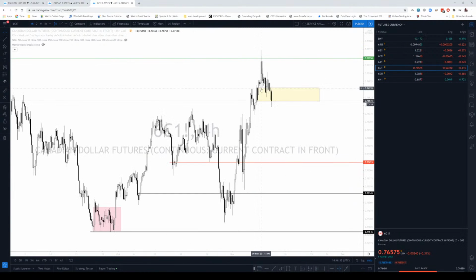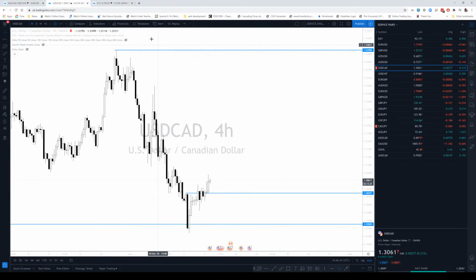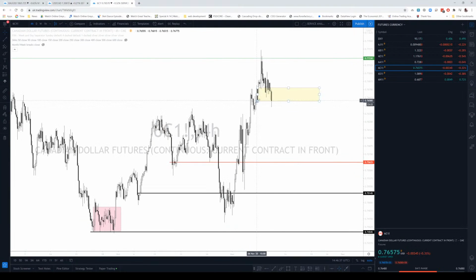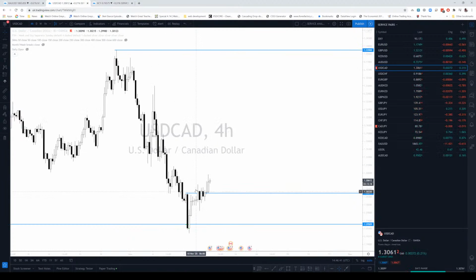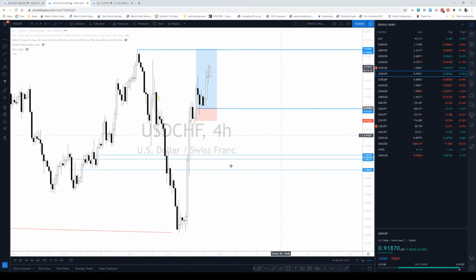So you want to watch this, and then dollar CAD. As soon as we get a closure below here, even though it started moving up, there's no speed. I want to see something like this. Okay, that's what I'm expecting, this kind of move. Okay, this kind of candles, that's what I'm expecting on dollar CAD.